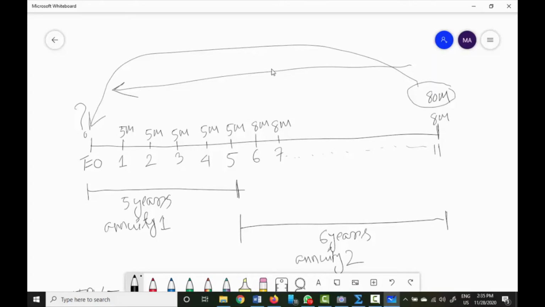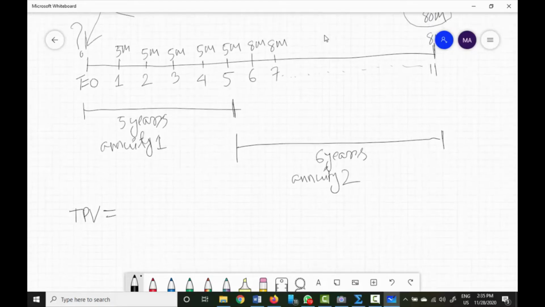So we need to use this formula. Since we are going back, we will use the present value formula, but this is a single cash flow, so we will use this formula with power minus T. This is the cash flow that we are moving back to 0. This 80 million will be the future value, multiplied by 1 plus R power minus T.